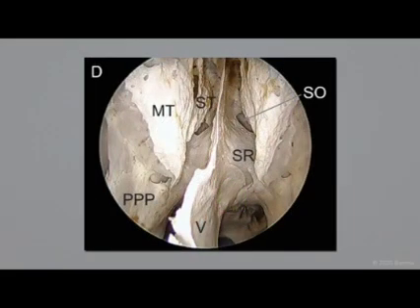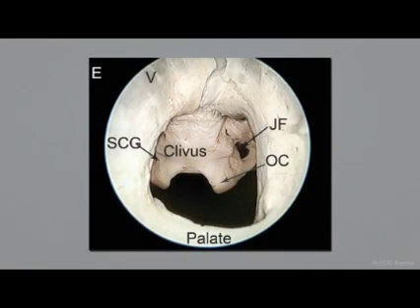A close-up view of the sphenoid rostrum exposes the ostium. Notice the relation between the superior turbinate and the ostium. This is a useful surgical landmark when the mucosa is edematous. Now we are looking through the choana at the end of the left nasal corridor, beyond the nasopharynx. You can appreciate the surgical trajectory to the clivus, the occipital condyle, and the jugular foramen laterally.